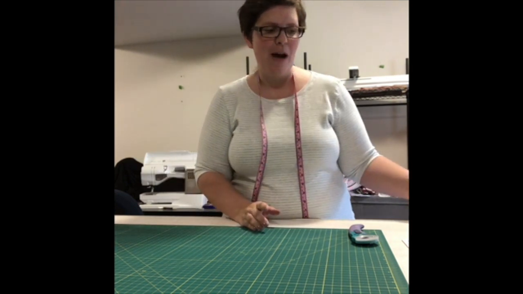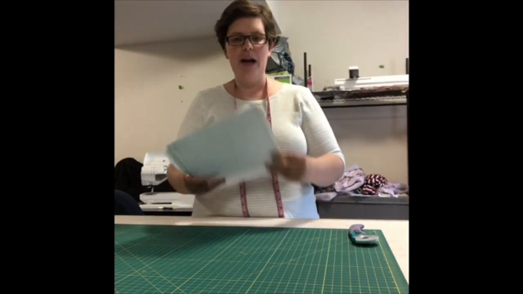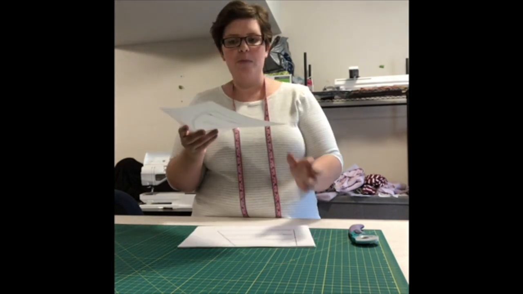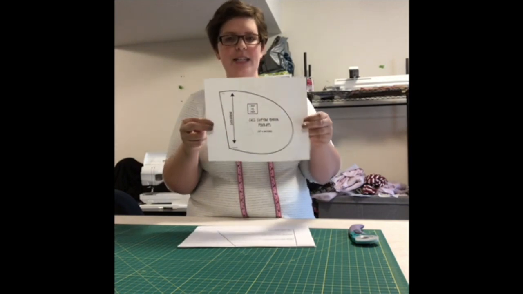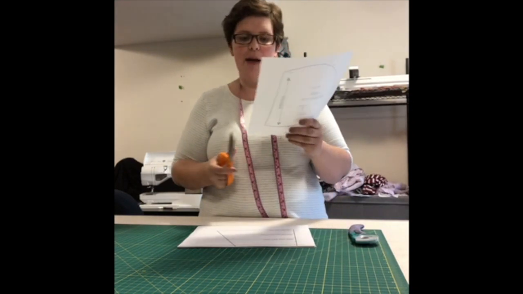Okay, so let's look at our pattern. Your pattern is going to print out on 8.5 by 11 sheets of paper. This first piece that printed out for me, which actually is the last piece because mine prints out in reverse, is the pocket. I'm going to go ahead and cut this out just so that I have it out of my way.